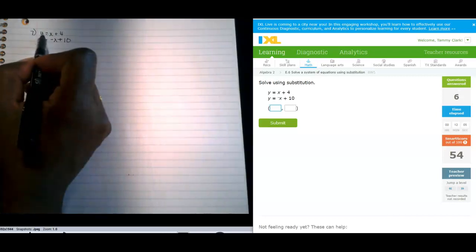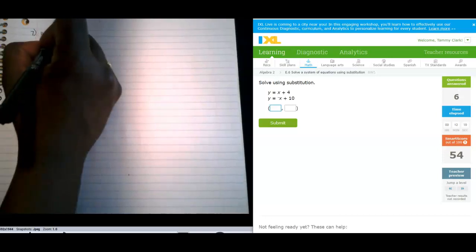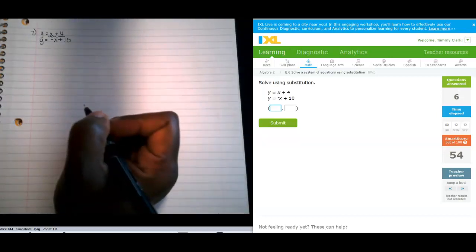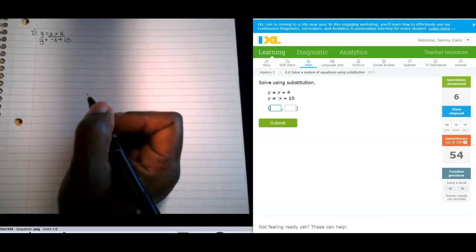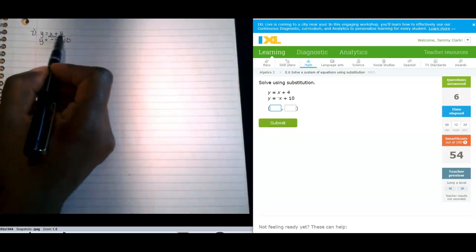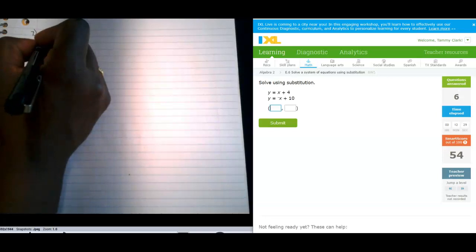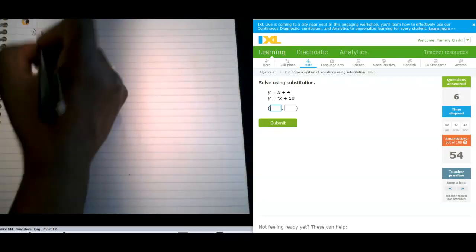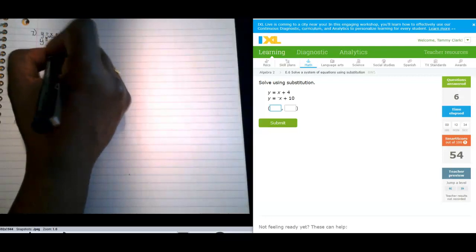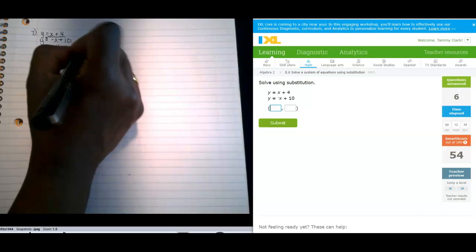Well, we know from the first line that y is equal to this entire amount or quantity or line in this case. So if y is equal to x plus 4 up here, when I see y in this second equation, I can substitute the value of y in the first equation for the value of y in the second. So now I've got x plus 4 is equal to negative x plus 10.